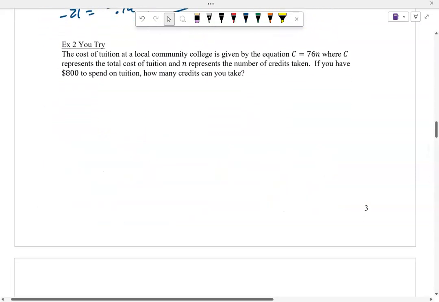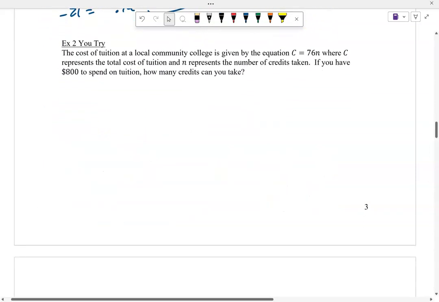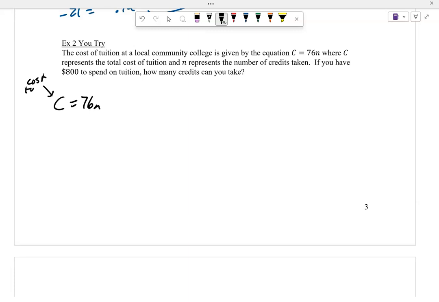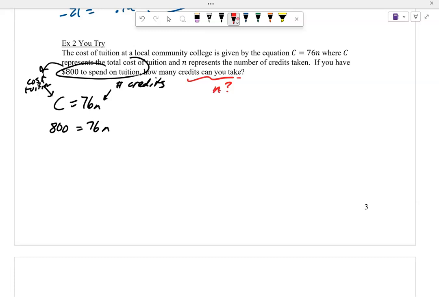Now here we've got the cost of a college given by this equation. C equals 76N, where C is the cost of the tuition, N is the number of credits that you're taking, right? So if you have $800 to spend, let's go ahead and put that in. $800 for tuition, right? That's our cost. $800 we have to spend on tuition. Now, how many credits can we take? Well, let's solve for the credits, right? How many credits can we take? What's our N is the question.